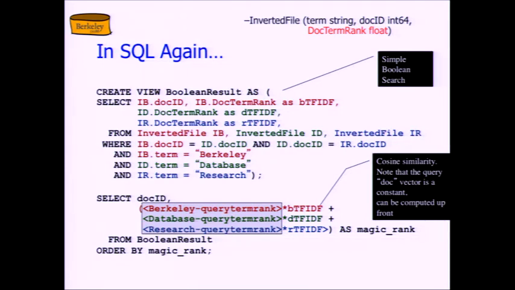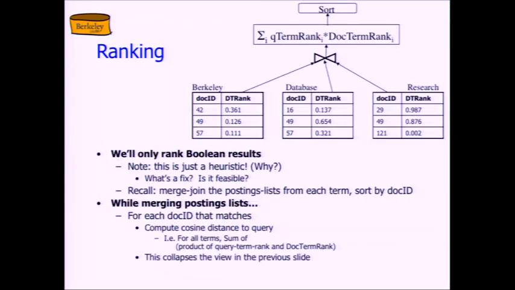Now the query plan for this, we're going to have to give some thought. All right? Because now we're not just merging our postings lists and sending them to the output. We have to rank the output. So let's see what this looks like. In the postings list, we can have these DT ranks, or we can get them on the fly as we do the merge. So we're going to get our Berkeley, our database, and our research. They're sorted by doc ID. They've got the DT ranks, the TF-IDF for that term in that document.